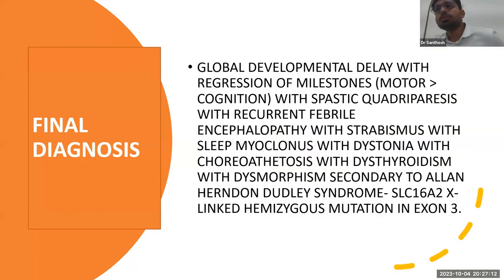So the final diagnosis was GDD with regression of milestones, motor more than cognition, with spastic quadriparesis, with recurrent febrile encephalopathy, with strabismus, with sleep myoclonus, with dystonia, with choreoathetosis, with dysthyroidism, with dysmorphism, secondary to Allan-Herndon-Dudley syndrome, which is an SLC16A2 X-linked hemizygous mutation in exon 3.